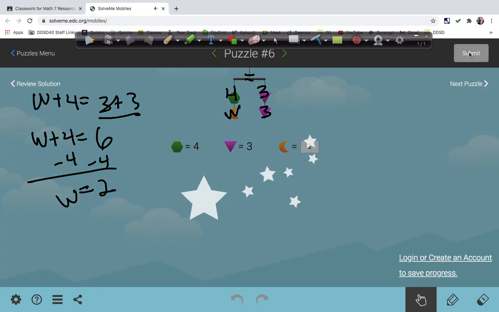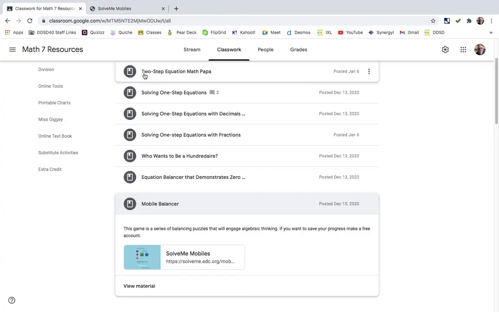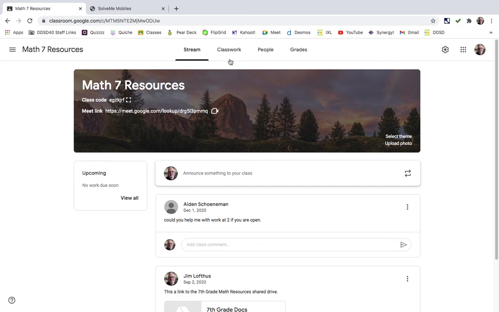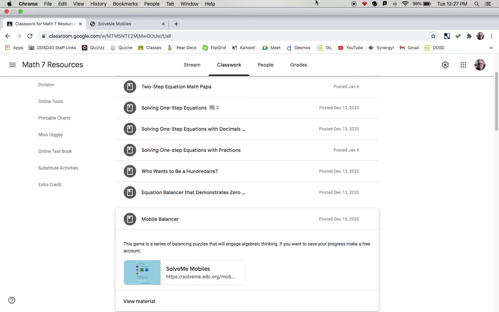And then we took a few notes today, but not very many. So if you're trying to catch up, I would play this game. And again, let's close this out and I'll show you exactly how to get there. It's under Math 7 Resources. Here's Math 7 Resources. Go to Classwork and go to Mobile Balancer. All right, and that is a recap for Tuesday, January 19th.